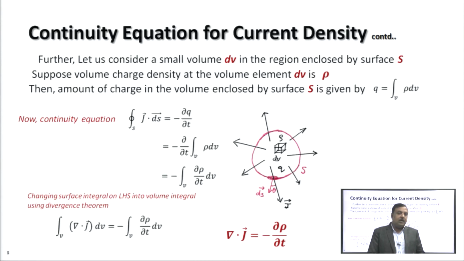So, this continuity equation shows that the divergence of current density J at a point is equal to the negative rate of change of volume charge density at that point. And what does this continuity equation show? This shows the conservation of charge, the law of conservation of charge.